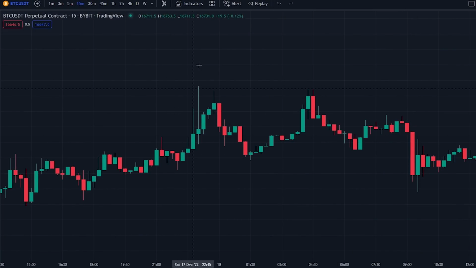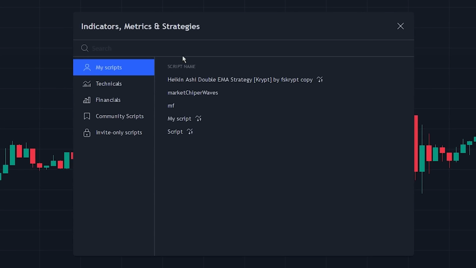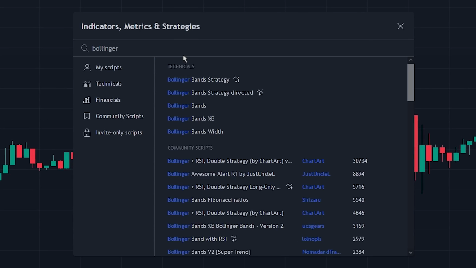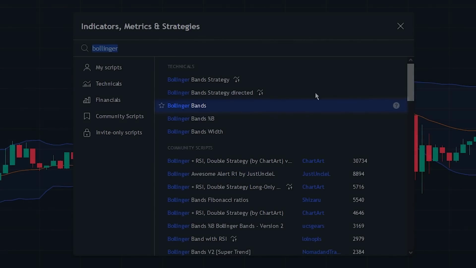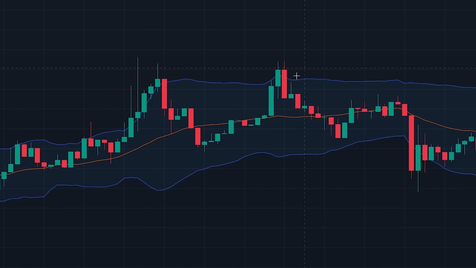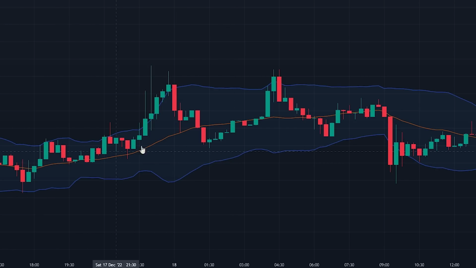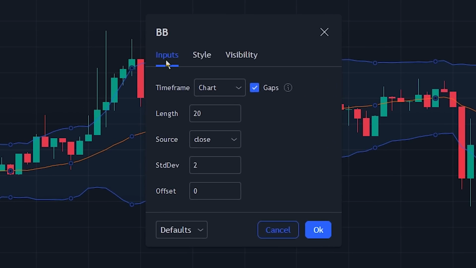Head over to the Indicator Search tab and search for the Bollinger Bands indicator. Select the indicator made by TradingView and add it to the chart. The Bollinger Band indicator consists of the following: a moving average in the middle of the chart, an upper band, and a lower band. If we head over to the Bollinger Band settings, we can see the standard deviation setting. This is the setting that determines the value of the upper and lower bands.